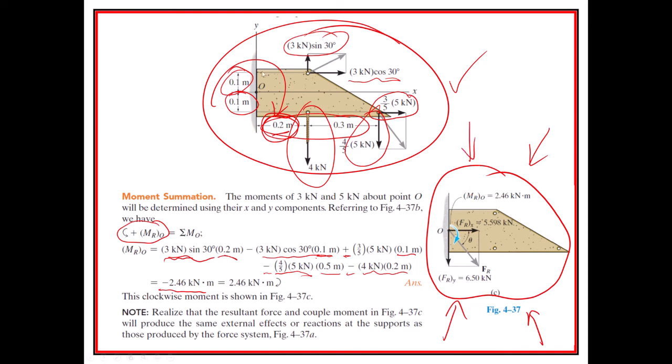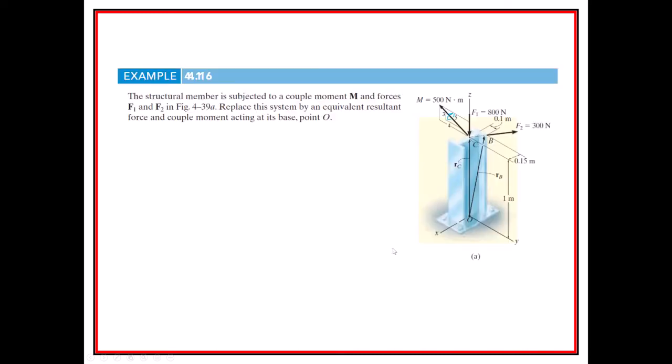Realize that the resultant force and couple moment will produce the same external effects or reactions at the supports, right? So if we wanted to find the reactions, they would be equal and opposite to what we just found, because what we're doing is we're finding equivalent forces and moments right now.